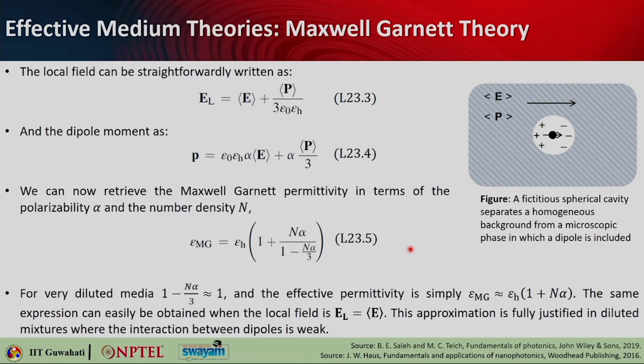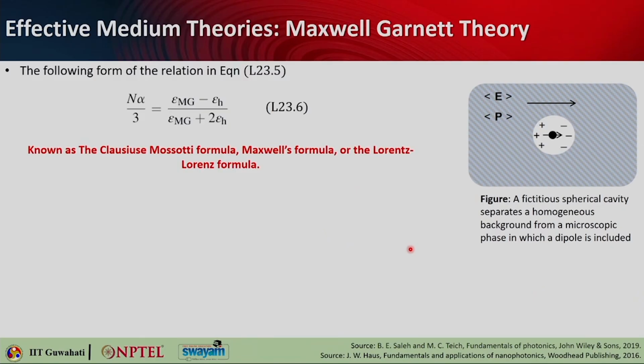That means, when the spheres that you have seen are far away from each other, that they do not interact with each other. In that case also, this particular approximation will be valid, and using this formula you should be able to find out the effective permittivity very easily.